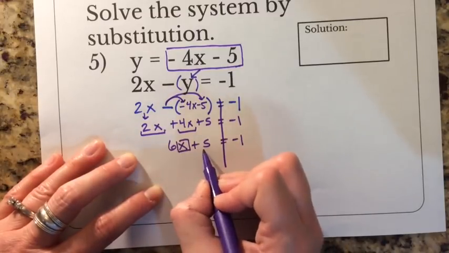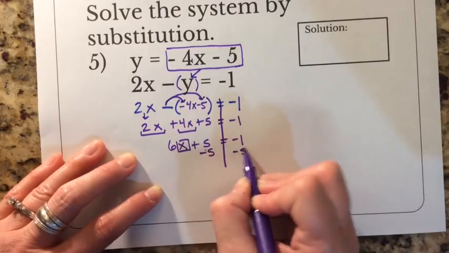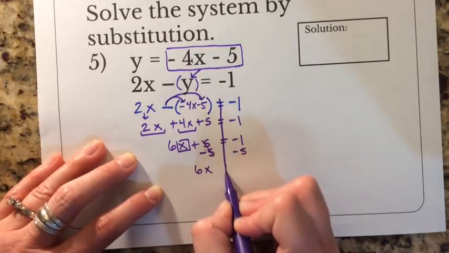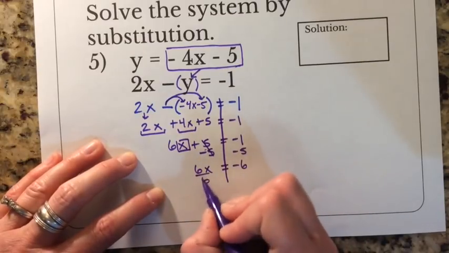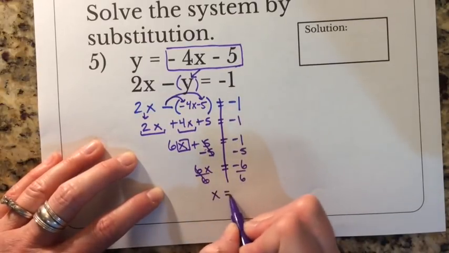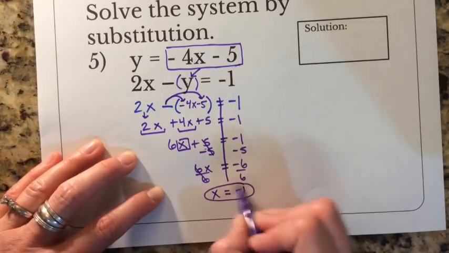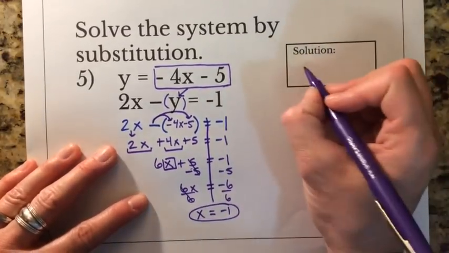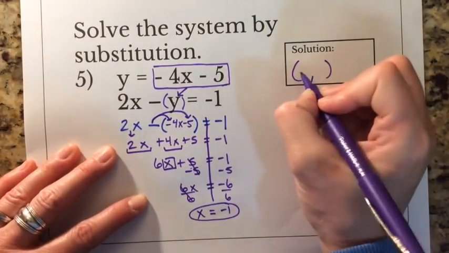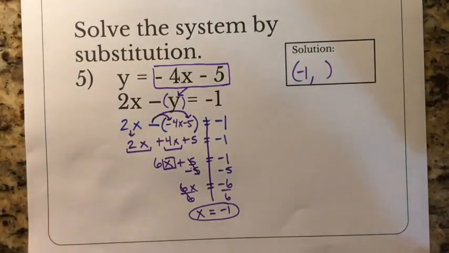Keep the 6. Let's send home the 5. Negative 1 minus 5 more, negative 6. Divide, and you have the x-coordinate. Oh, lots of work, right? Okay, so the x-coordinate is negative 1. Plug that right into your solution.